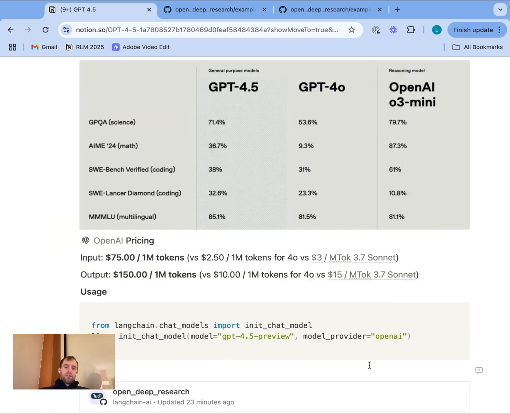Now, here's the obvious catch that's worth highlighting. If you look at the pricing, GPT-4.5 is $75 per million tokens. Compare that to $2.50 for 4.0 or $3 for 3.7 Sonnet. Again, output $150 compared to $10 or $15. So we're looking at greater than 10x price increase relative to other models, to the new 3.7 Sonnet or 4.0. So it's much more expensive, and indeed, it's a much larger model.